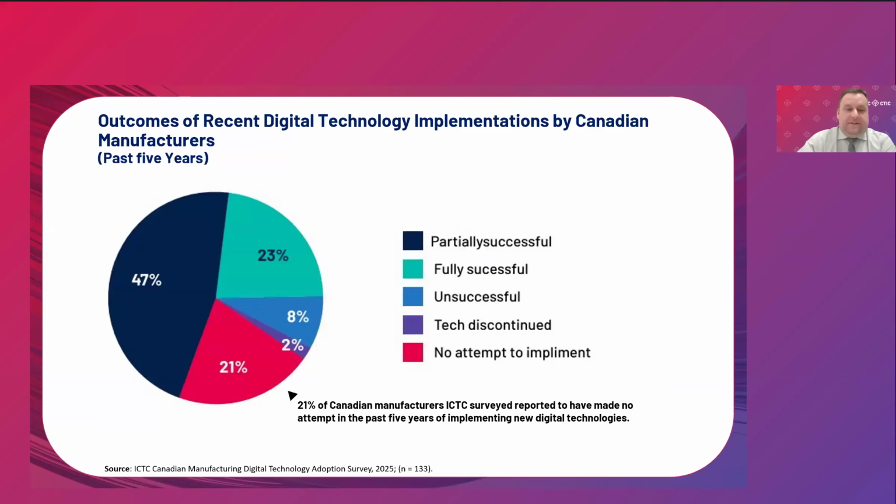Then when we look at individual manufacturers from the individual firm perspective, in our survey of industry, Canadian manufacturers reported encountering difficulties implementing new technologies. In the survey, respondents reported that only 23% of their tech implementations were fully successful. And maybe what's more concerning is that 21% of our respondents made no attempt in the past 5 years to adopt digital technology into their operations. You can see that in the long term that would have some implications for their workforce productivity and Canadian productivity as a whole.